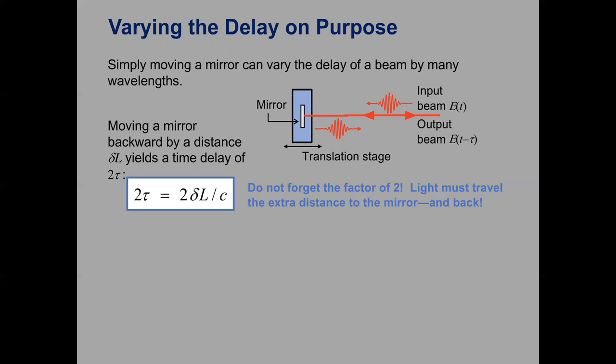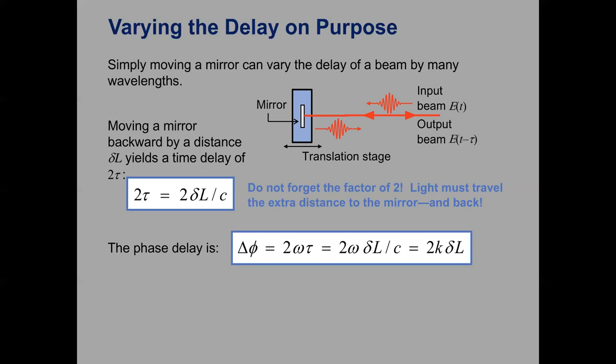You could build one with one mirror, but there are other reasons why you might want more complicated ones, built with 2 mirrors. And all the optical companies make translation stages with stepper motors that allow you to do fine-tuned movements of the mirror position by fractions of a micron. If you wanted to compute the phase delay, remember the phase delay is frequency times the delay time. So the phase corresponding to a shift of 2 delta L is 2k times delta L, where k is the wave number of the wave, 2 pi divided by the wavelength.